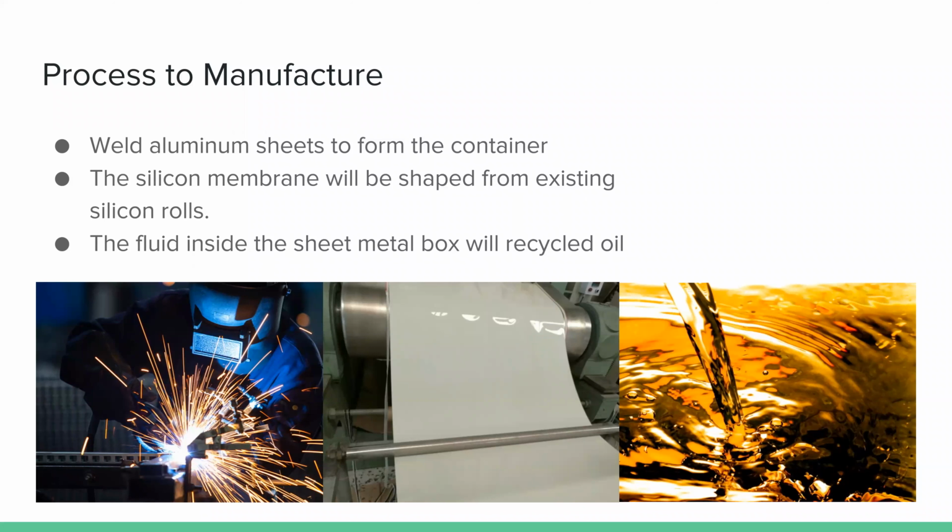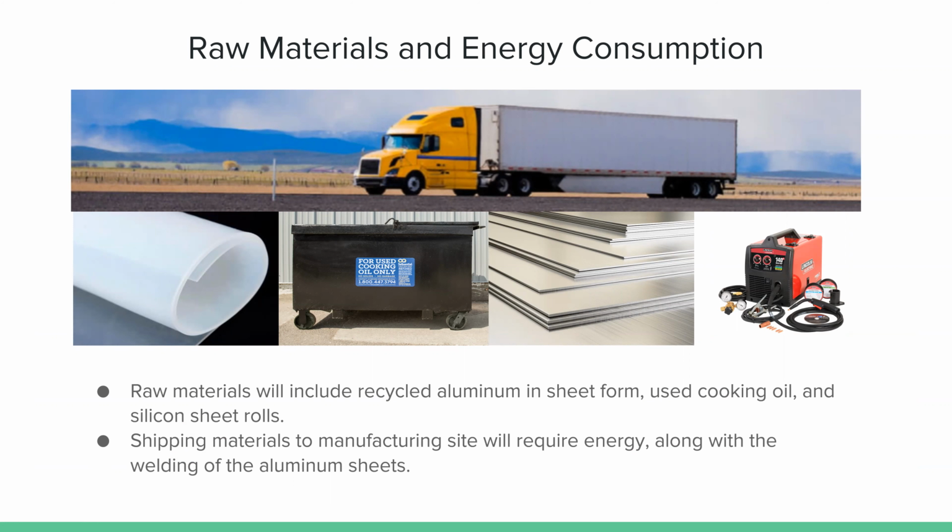Raw materials and energy consumption. The materials used to manufacture the impact protection box will be recycled cooking oil, recycled aluminum in the form of sheets, and silicon rolls obtained from manufacturers. The process will require electricity for welding and pumping of the oil into the box, and also fossil fuels to transport the silicon and cooking oil to the manufacturing site.